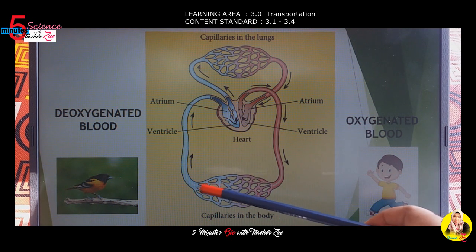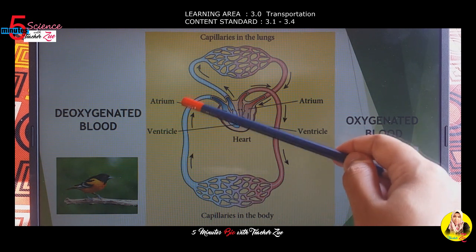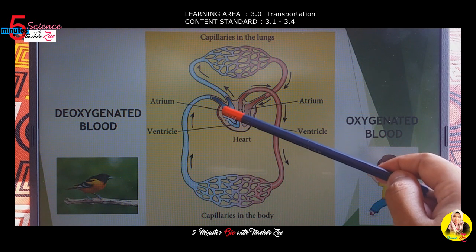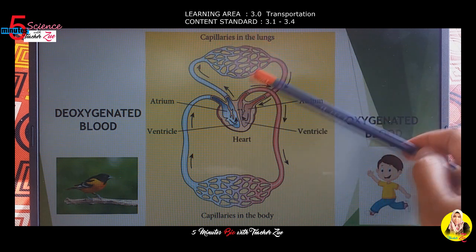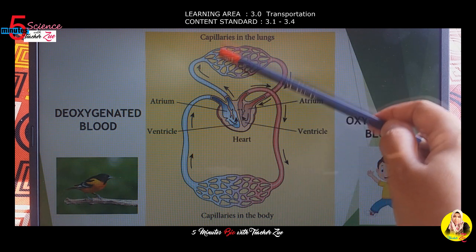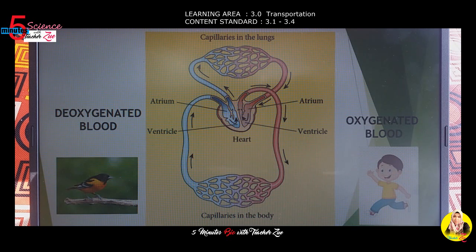Then the deoxygenated blood will be transported back into the right atrium, then into the right ventricle, and go back to the capillaries in the lungs. Then we will breathe out the carbon dioxide.